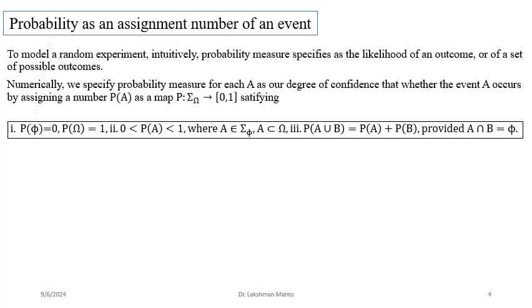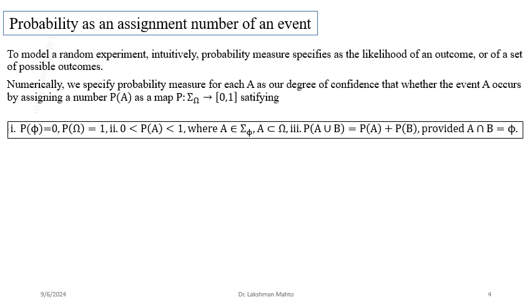What is the probability of that? It would be 0 by default. It is an impossible event, and for an impossible event the probability is 0. That's why phi is also here. So the probability measure P is a function from the sigma algebra of omega to the closed interval [0, 1].